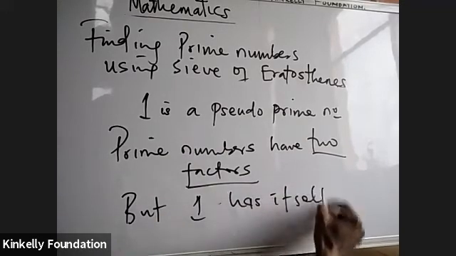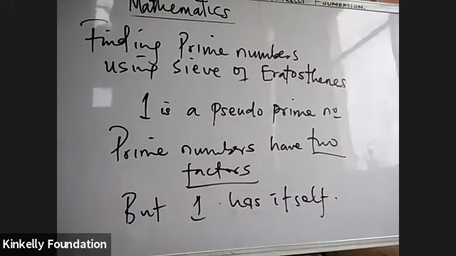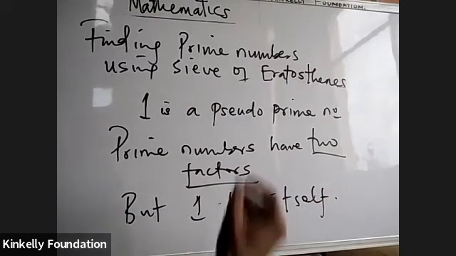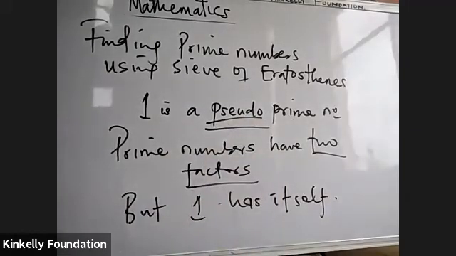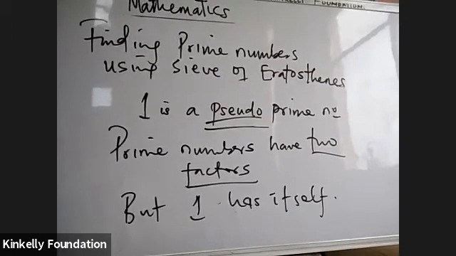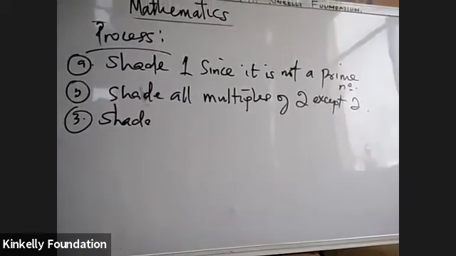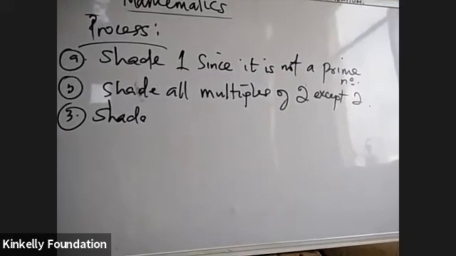But 1 has itself. Now, note this thing. 1 is not a prime number. It is called a pseudo prime number. It is not a prime number really, because it has only 1 factor, which is itself. Prime numbers have 2 factors, itself and 1, but 1 does not have 2 factors. So we are not going to count 1 as a prime number. In this process, you shade 1 since it is not a prime number as we said earlier.